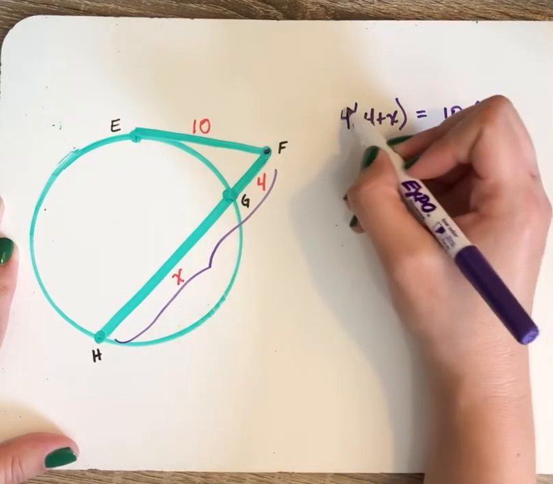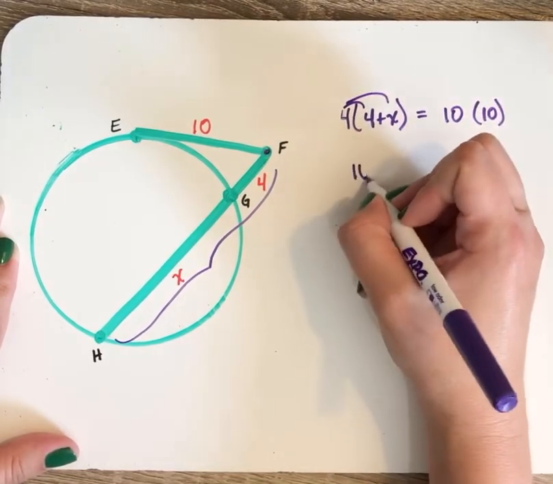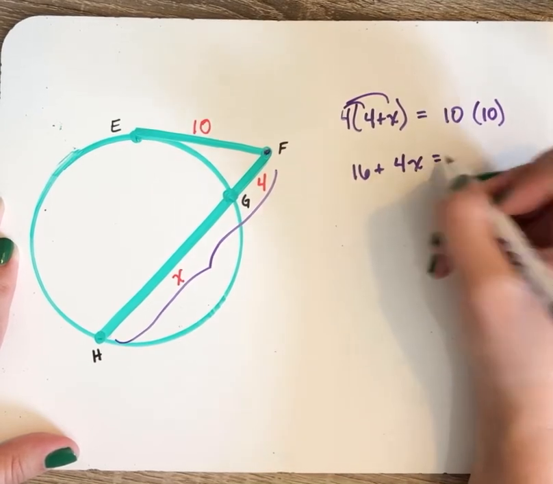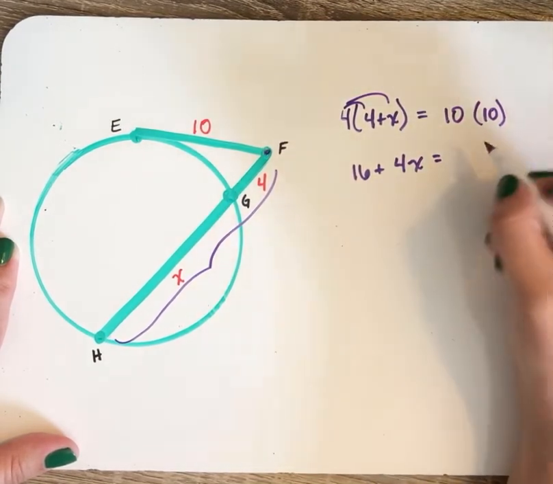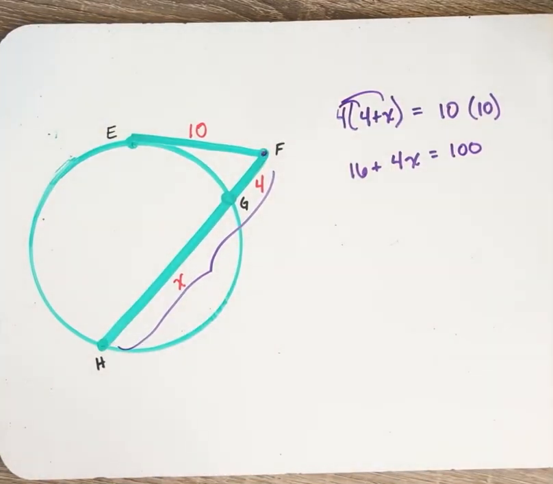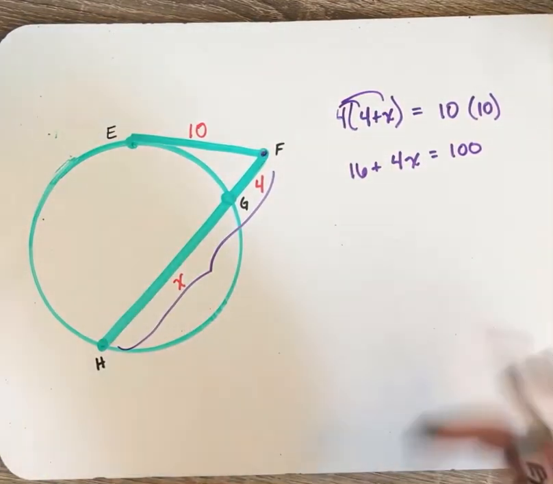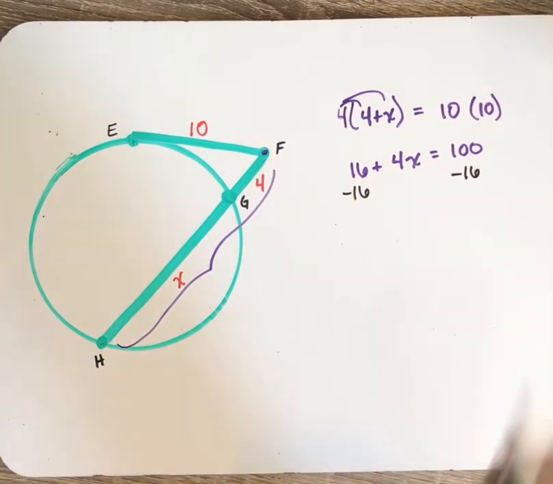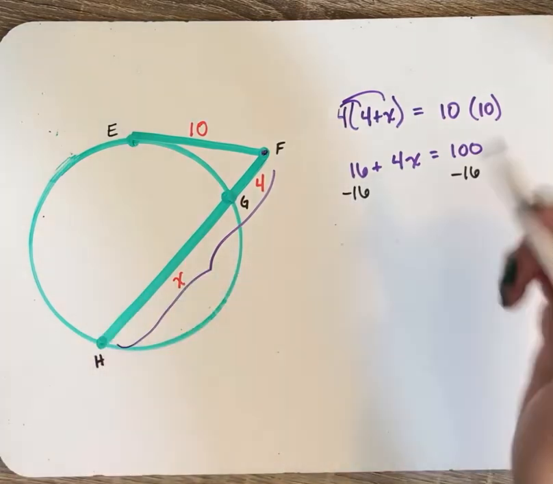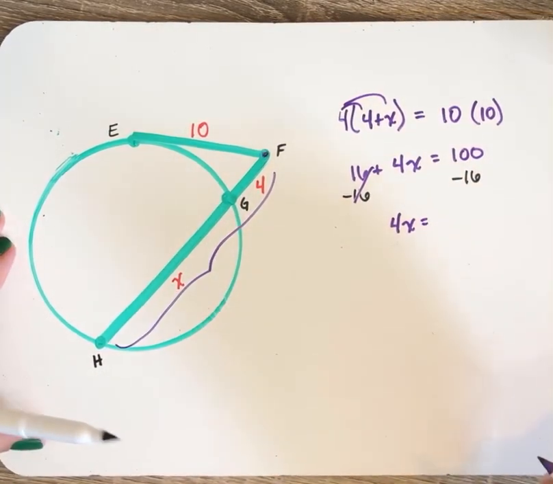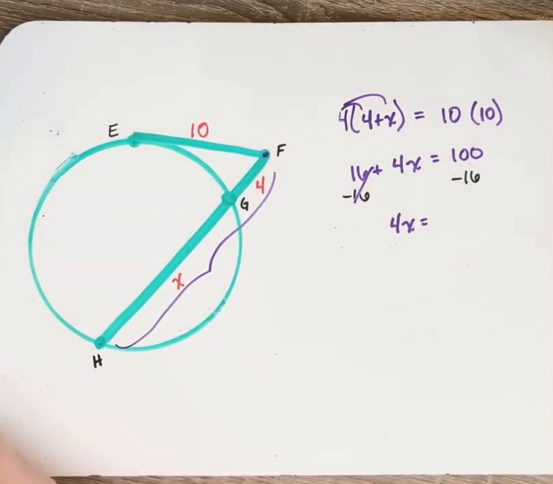If I distribute, the 4 times 4 is 16. 4 times x is 4x. So 16 plus 4x equals 10 times 10, which is 100. So I'm going to go through and isolate x. The first step to do that is to subtract 16 from both sides. When I do that, the 16s cancel out here and only 4x remains. And when I do 100 minus 16, I get 84.